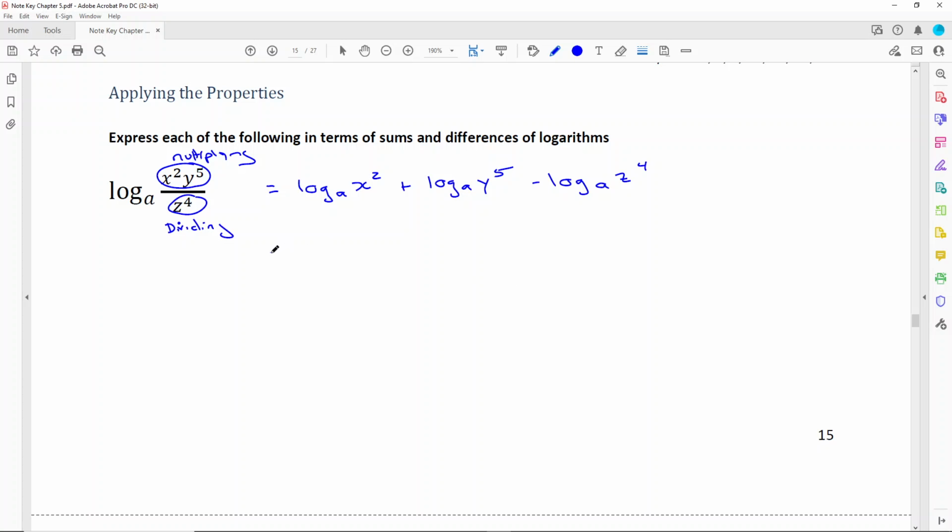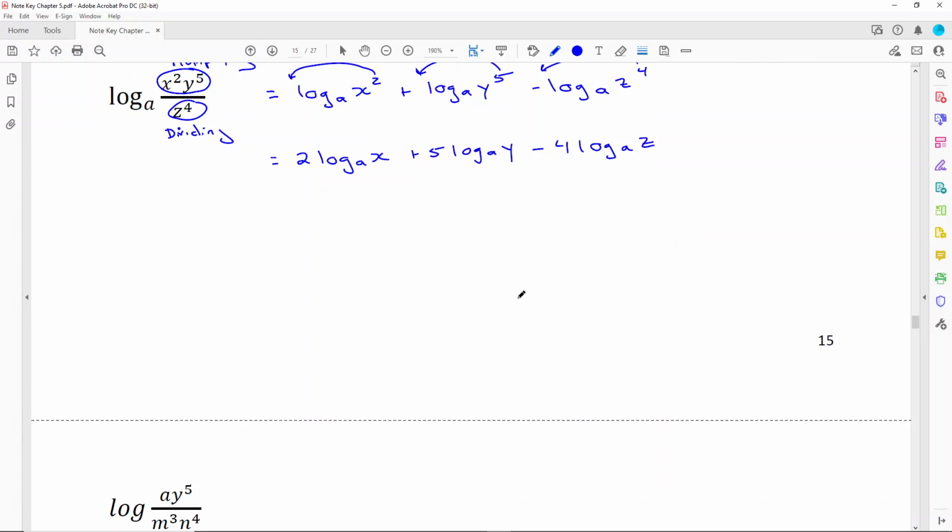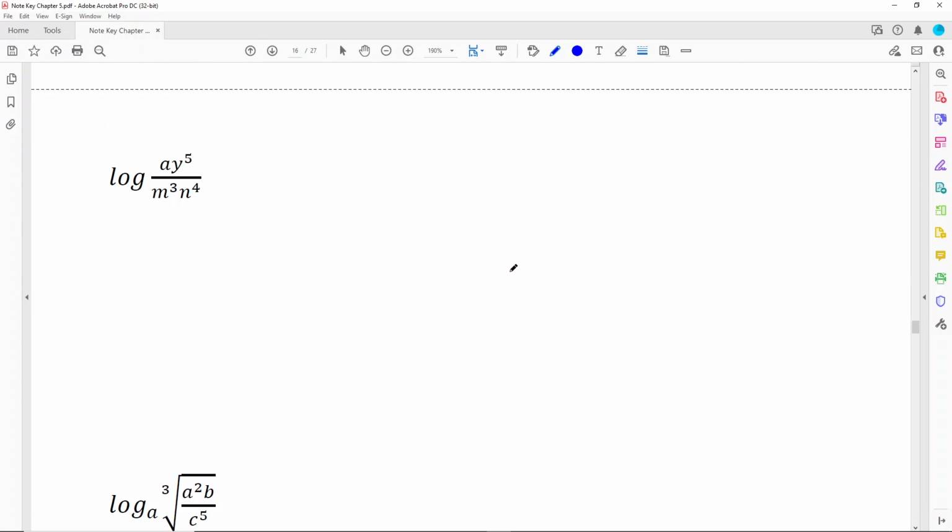Now, this isn't quite done. To express this in terms of sums and differences, you're not allowed to have the exponent on the argument of the log. So they also want you to apply the power rule to bring the exponents all down in front and then simplify where possible. So this would be 2 times log to the base a of x plus 5 times log to the base a of y minus 4 times log to the base a of z. And that's it.